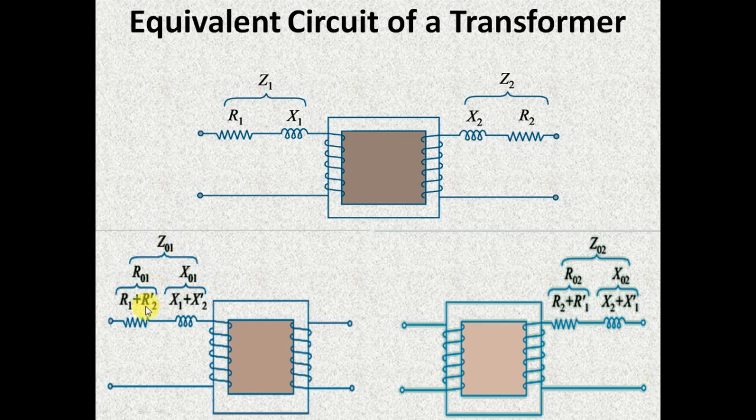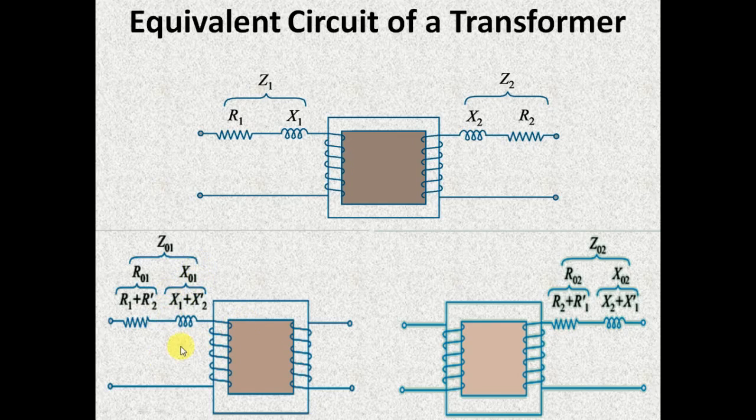The values of R1, R2, X1, X2 are given in the problem, and even both the primary side and secondary side voltage ratings are also given, so you can easily find the value of K also. Once if you know the value of K, you can easily determine the value of R2 dash and X2 dash from there. R2 dash is actually R2 by K square and X2 dash is actually X2 by K square. So R1 plus R2 dash will be giving you the value of R01, X1 plus X2 dash will be giving you the value of X01.